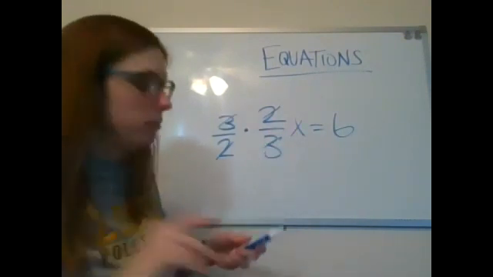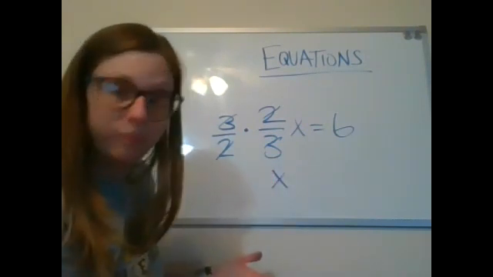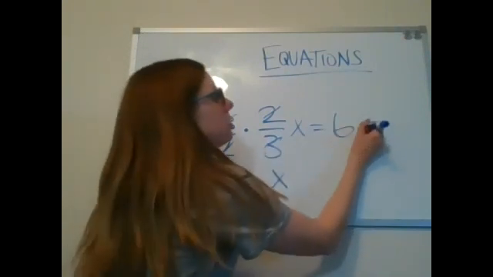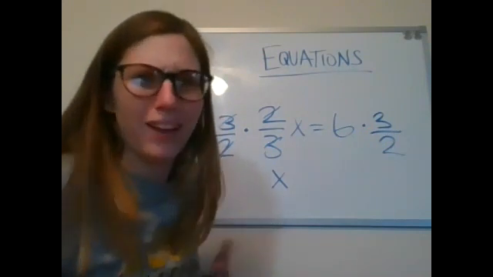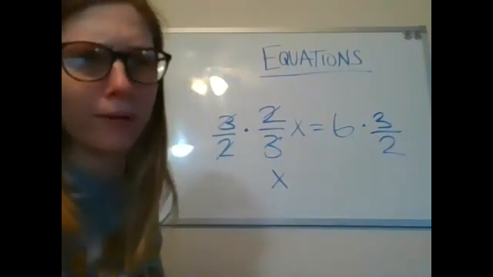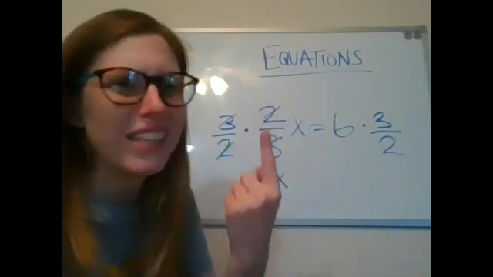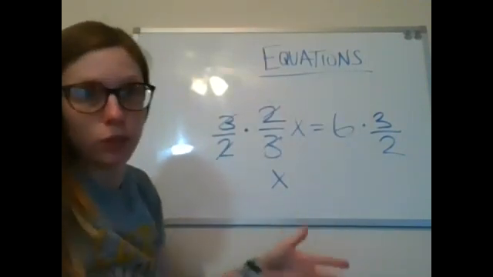All we're left with on this side is x, okay? So whatever we do over here, we have to do over here. So we're going to do 6 times 3 over 2. And you're probably like, Andrea, I don't know how to multiply by 3 over 2. Calm down. It's good. Number 1, use a calculator. It's not that bad. Number 2, I'm going to walk you through the steps to do this.